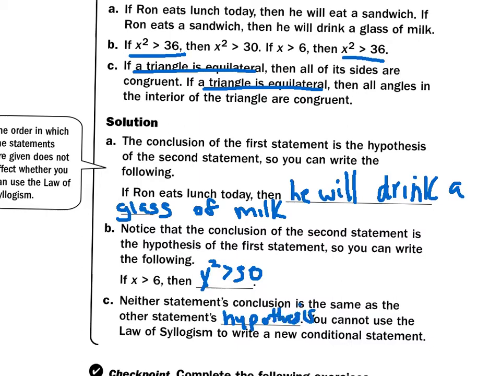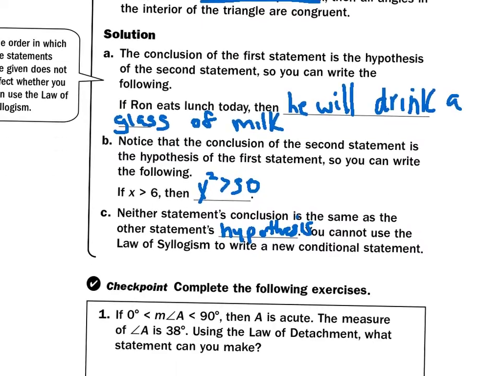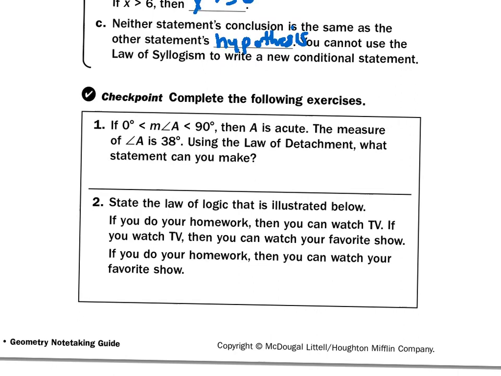So you can't use the law of syllogism to write a new conditional statement because it may not be true. Okay, checkpoint. Complete the following exercises. Start the video again when you're done.